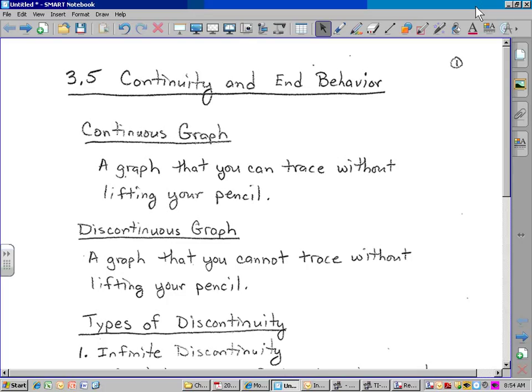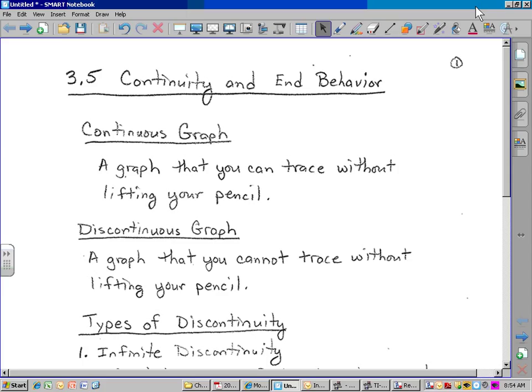Okay, 3.5, continuity and end behavior. Basically, we're going to be looking at graphs and determining where the graph is discontinuous. And also, we're going to look at the end behavior of graphs. What's happening way out at the ends? The graph going up, down, is it approaching some number?